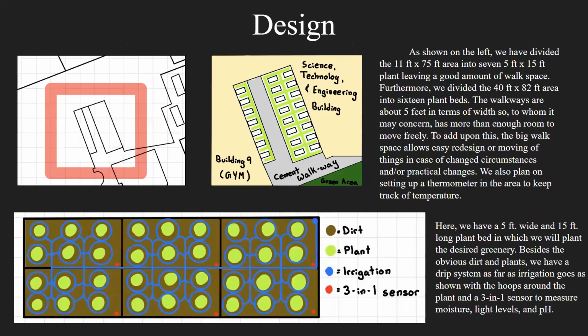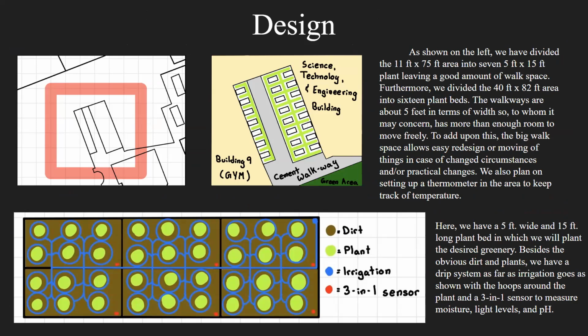As shown on the left, we divided the 11 by 75 foot area into 7 5 by 15-foot plant beds, leaving a good amount of walk space. Furthermore, we divided the 40 by 82-foot area into 16 plant beds.